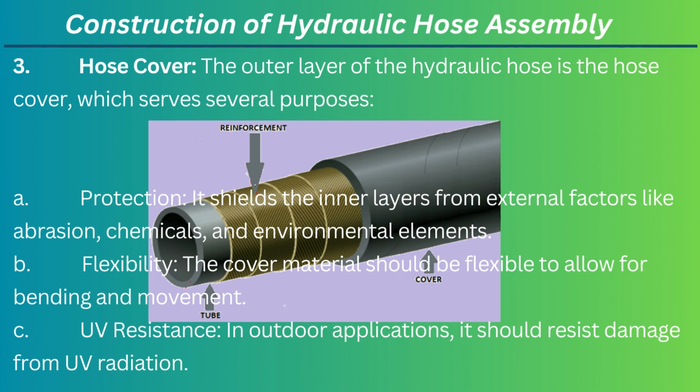3. Hose cover. The outer layer of the hydraulic hose is the hose cover, which serves several purposes. A. Protection. It shields the inner layers from external factors like abrasion, chemicals, and environmental elements. B. Flexibility. The cover material should be flexible to allow for bending and movement. C. UV resistance. In outdoor applications, it should resist damage from UV radiation.